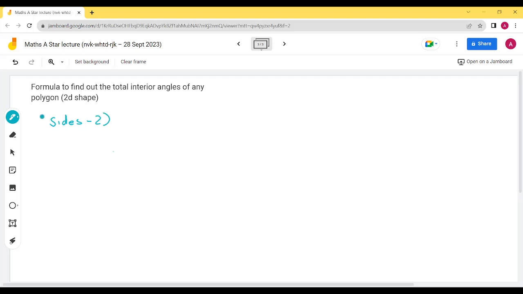minus 2 times 180 equals total interior angles.